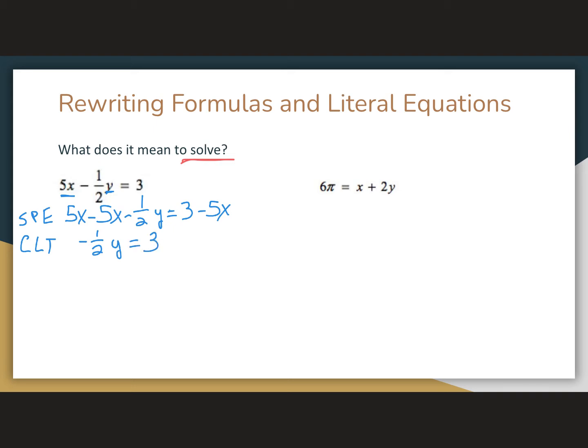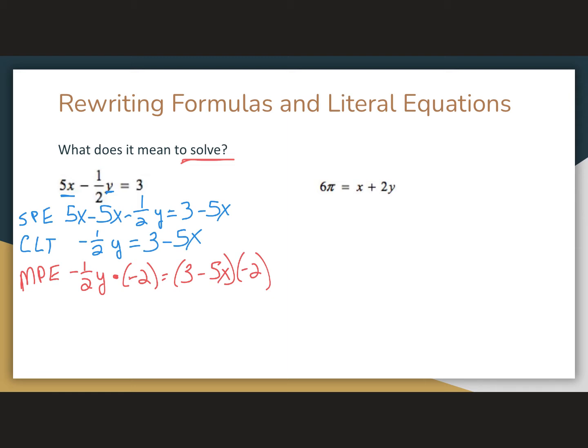equals 3 minus 5x. Make sure you don't lose that negative on the 1/2 y. The negative doesn't go away. So then, I need to get rid of the negative 1/2 that's multiplying y. So I'm going to divide, actually, I'm going to do a trick here. Instead of dividing, I'm actually going to multiply both sides by negative 2. So negative 1/2 y times negative 2 equals 3 minus 5x times negative 2.